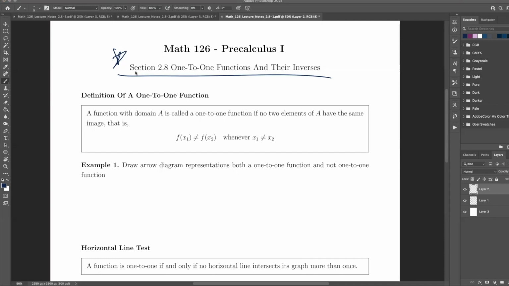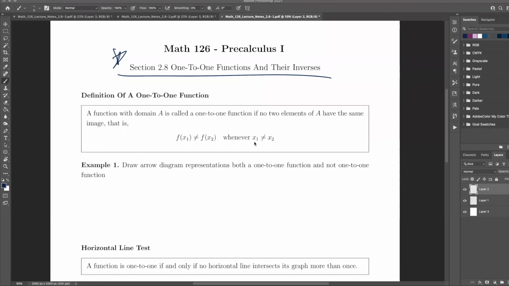This used to be 2.7, this is now 2.8: one-to-one functions and compression. So we defined what a function was: if it has a single input, for every individual input, it'll have a unique output. But two inputs could have the same output.